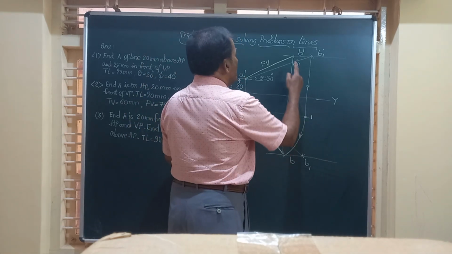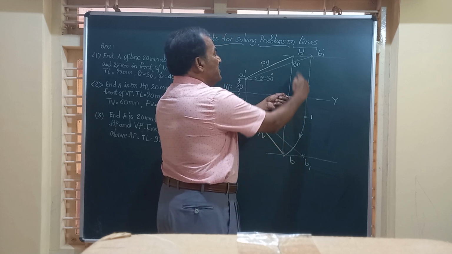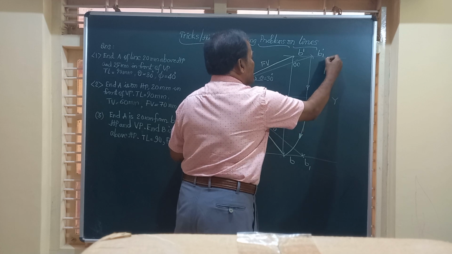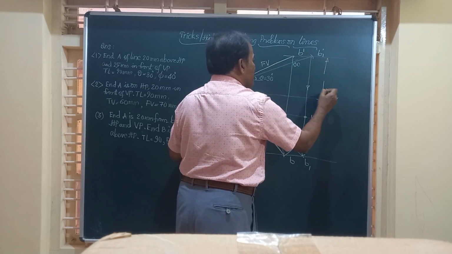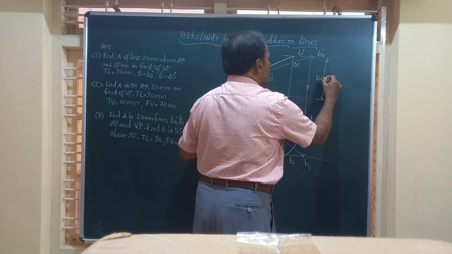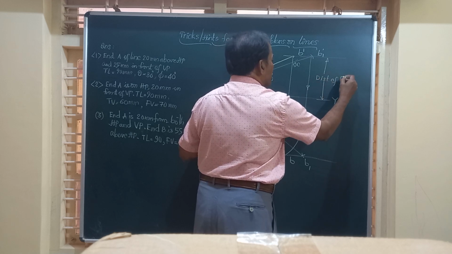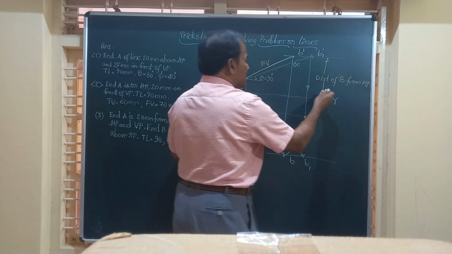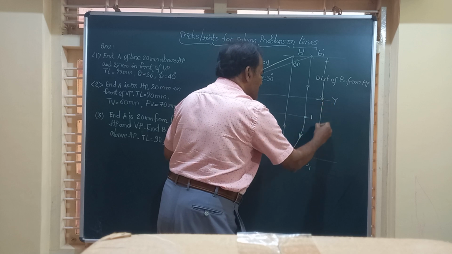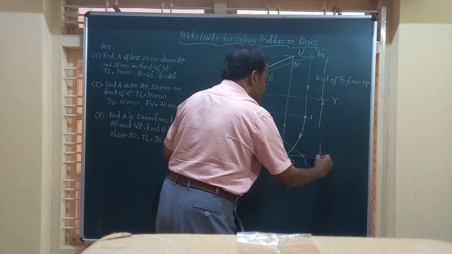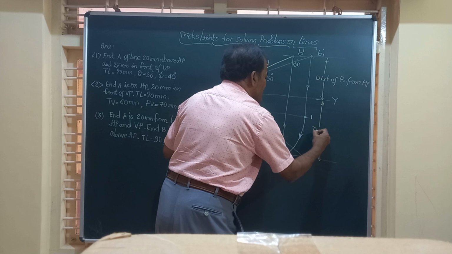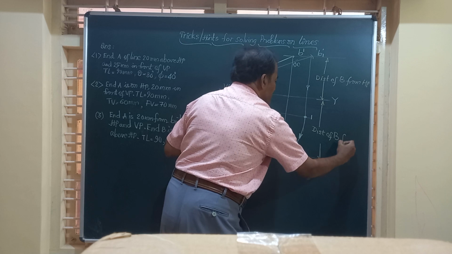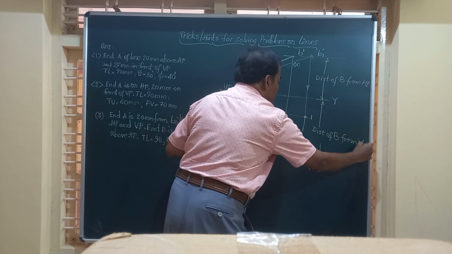And friends, what are the things that can be asked in this question is, they might ask you, what is the distance of the end B from HP? So friends, if you measure this height from XY, it will give you distance of the end B from HP. Friends, similarly, if you just measure this distance, that is the locus of the end B here in the top view, this will give you distance of the end B from VP.